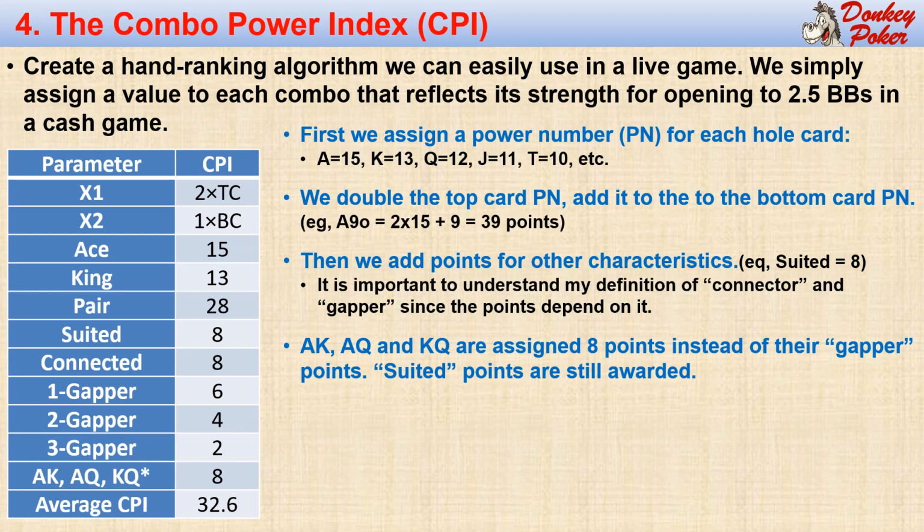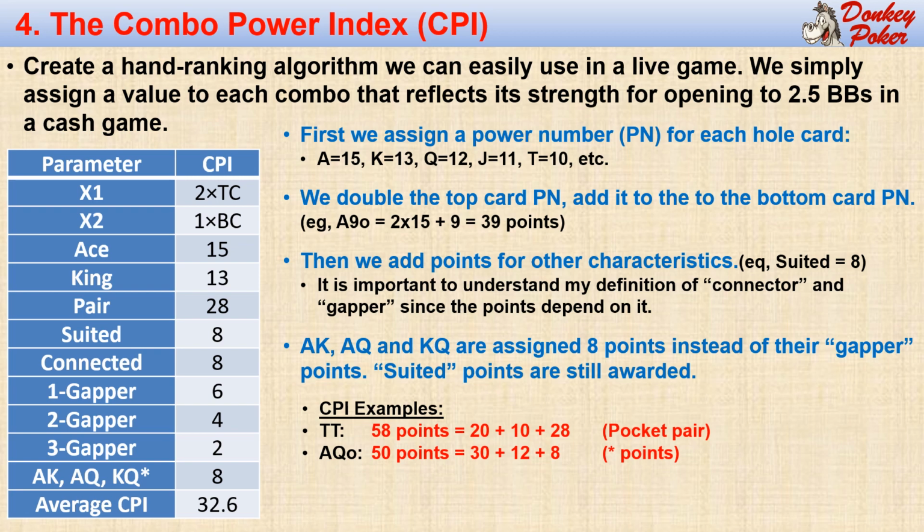Note also that the average CPI is 32.6 points, so Queen-8 offsuit, which is a 34-point hand, is slightly better than average. Let's look at some examples, such as pocket tens. We double the top card, which is 20 points, add the bottom card, which is another 10 points, and then add another 28 points because it's a pair. So 10-10 is a 58-point combo.